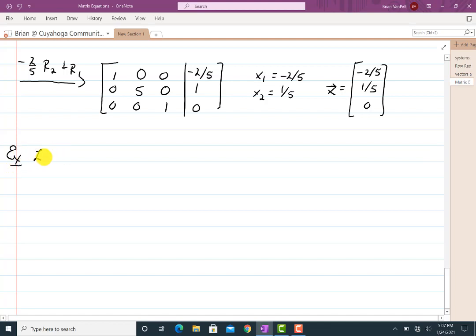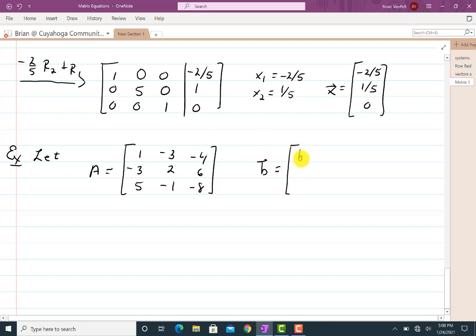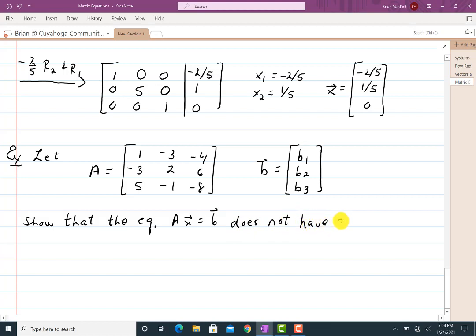Now next, let A be another 3 by 3 matrix. Now we want to show that the equation AX equals B does not have a solution for all possible B, or all possible vectors B.